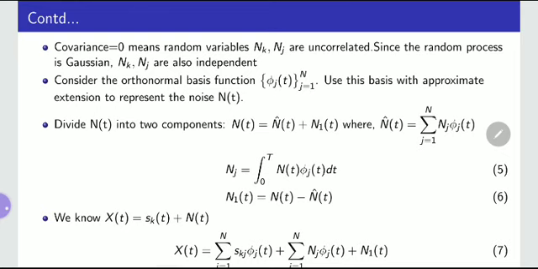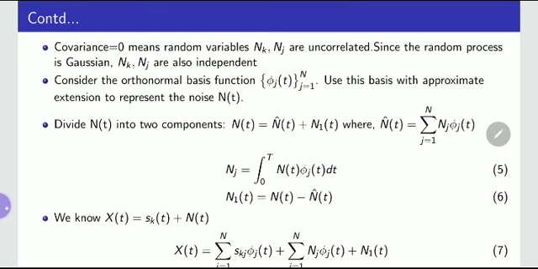So the covariance between the two random variables is 0. That means that the random variables nk and nj are uncorrelated. This capital N of t is a Gaussian process, and using nk and nj, we are writing the Gaussian process as a linear combination of some basis functions. Since it is linear, each of these nk and nj are Gaussian random variables, and since they are uncorrelated, they are also independent.